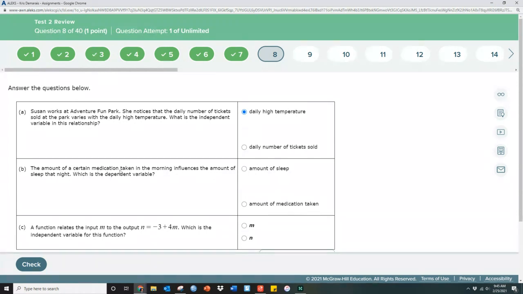All right, the amount of certain medication taken in the morning influences the amount of sleep that night. Which is the dependent variable? Now, the amount of sleep depends on the medication. And now the function relates to the input, M. Input is independent. So which is independent is M. That's really an easy way of remembering it.